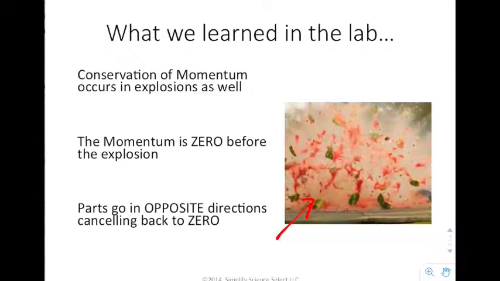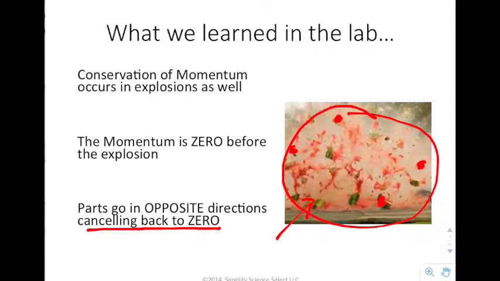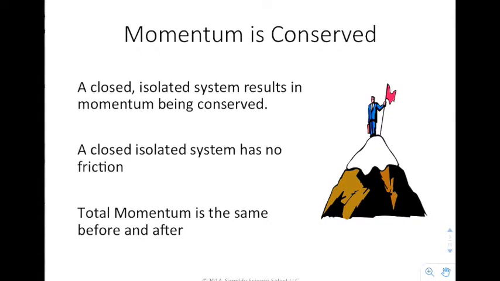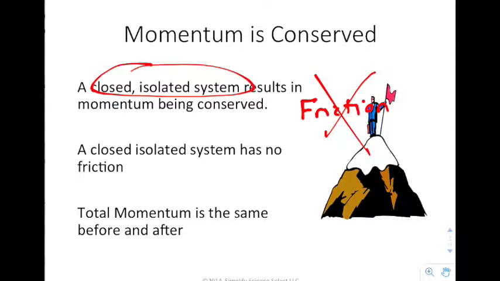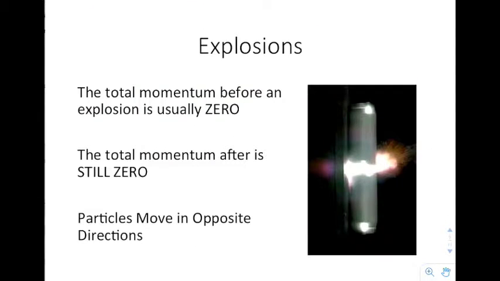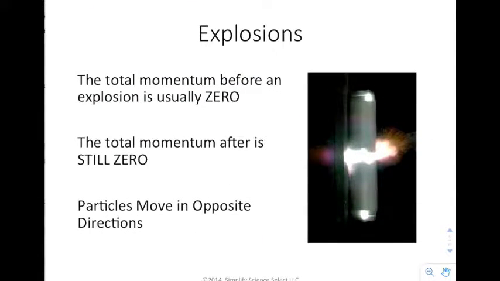The momentum of the watermelon was zero before, and because we have particles going in the opposite direction in a spherical pattern, this chunk right here is canceled by this chunk, and this chunk right here is canceled by this chunk, and so on. But the total momentum ends up being that same zero value. So like we said before, momentum is conserved in a closed isolated system, which means that there is no friction. So we can say friction, and then we put an X on it, and that the total momentum is the same before and after.